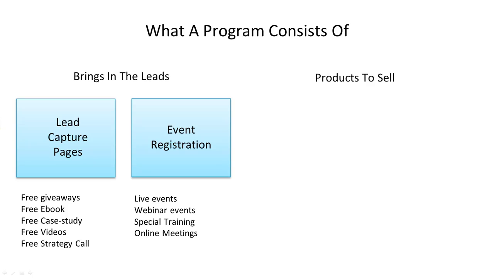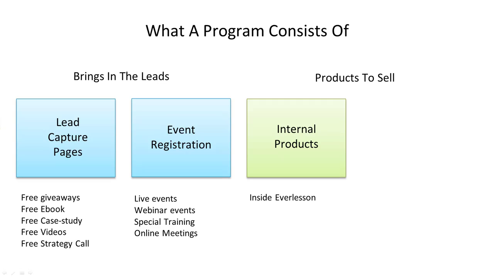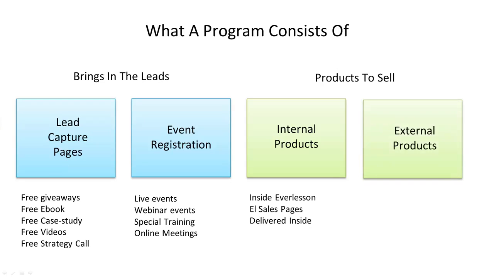So let's look at those products to sell. The first thing is we have what are called internal products. These are products inside of Everlesson. They're going to use the Everlesson sales pages. Now, there are exceptions to this, but for the most part, that's how it's going to go. And the products are delivered inside of Everlesson. But we also have something called external products. With external products, the products are outside of Everlesson, right? So we're going to be using sales pages outside of Everlesson, and they're probably going to be delivered outside of Everlesson. And how that works is the Everlesson affiliate program will give you a code, and you'll put that code inside your pages.